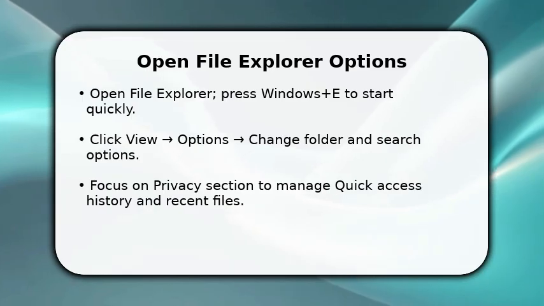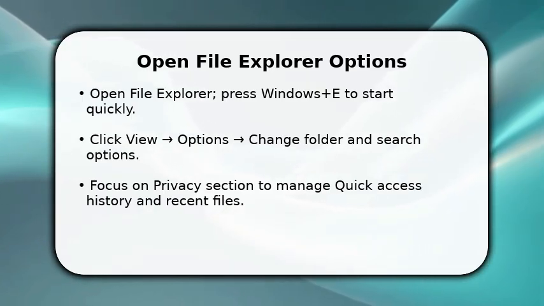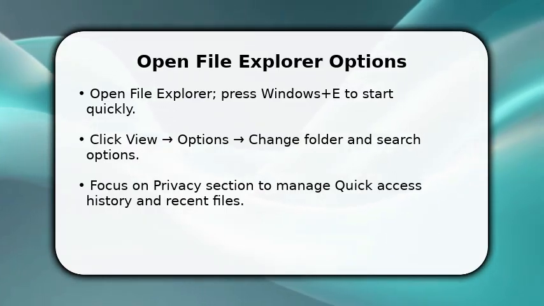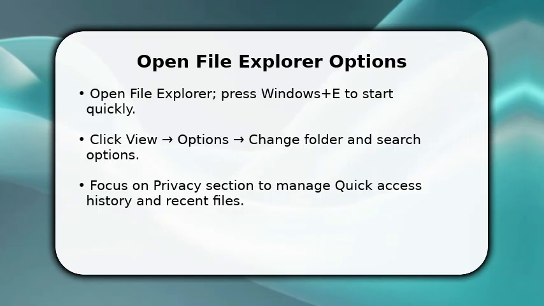Enjoy the video. You start by opening File Explorer using Windows plus E. This gets you straight to the controls. Once the window is open, click View, then Options to open Folder Options.